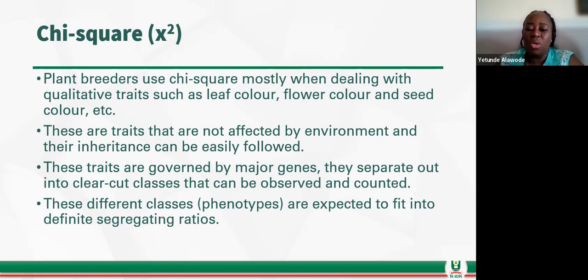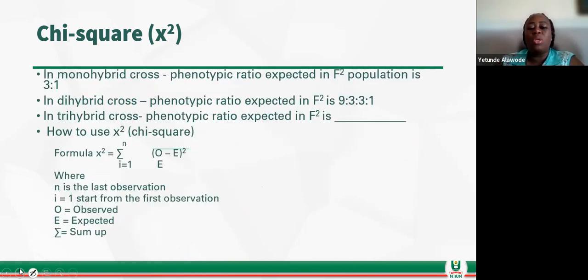Like I said, there's a segregation ratio, 3:1, 9:3:3:1. When you plant 100 crops, for instance, as a geneticist, you should know that this is the ratio that you should expect your phenotype to be. But when you go to the field and you don't see that ratio, you begin to wonder what is happening. And so when you want to do your chi-square, you have to subject your plants to chi-square tests.